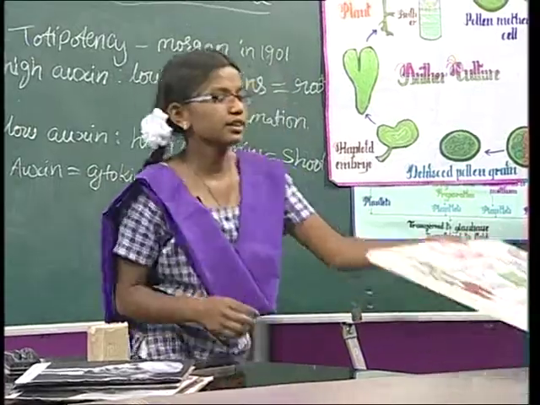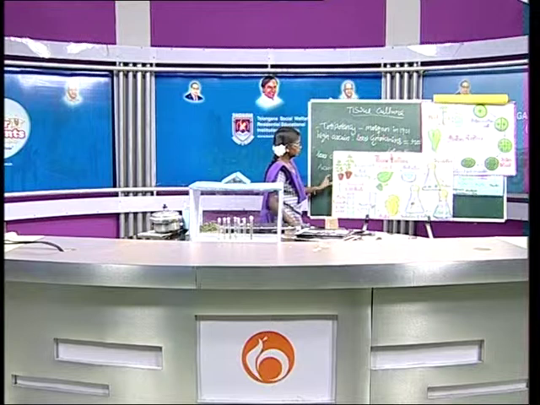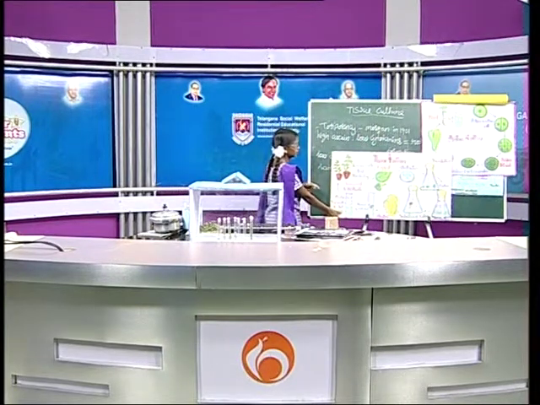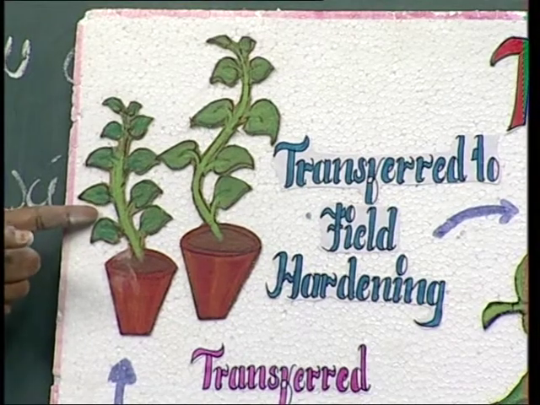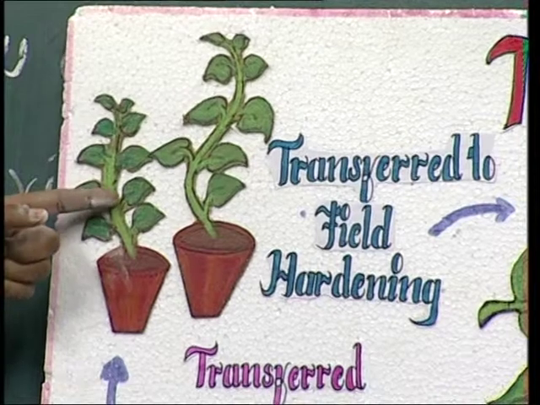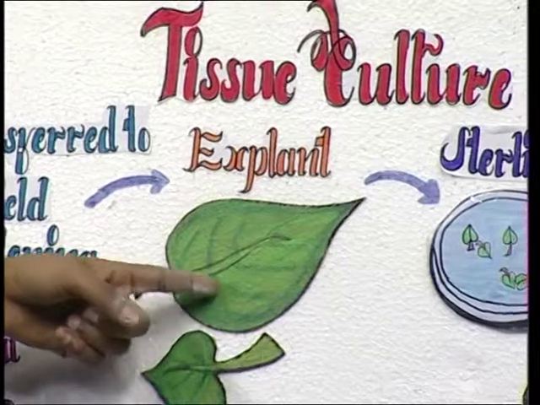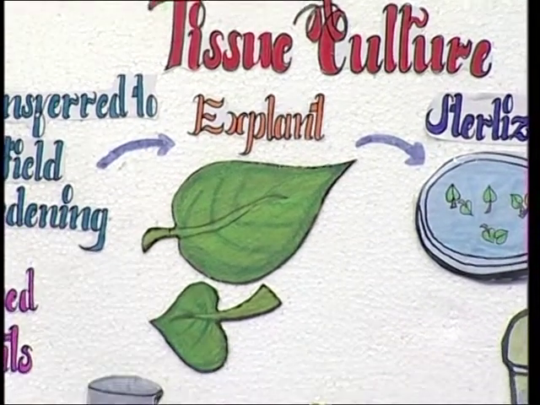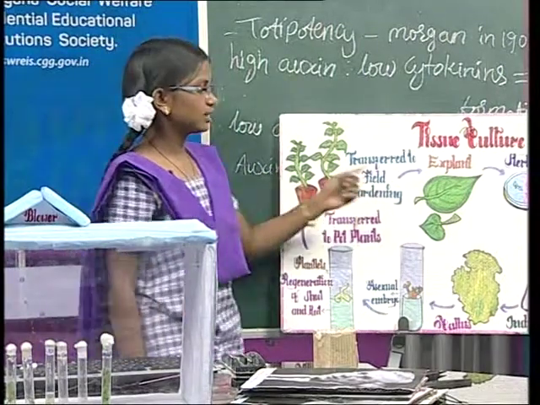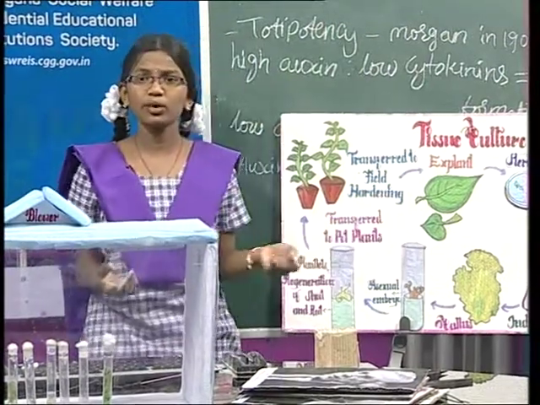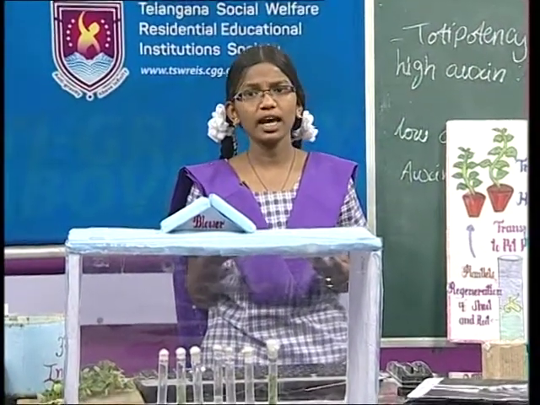Now, let us see tissue culture techniques in a chart. See here, observe here, I have selected a plant, the plant with desirable characters, and we have selected an explant. Explant is nothing but any part of a plant; any part of a desirable plant is called an explant. The explant may be an axillary bud, root tip, shoot tip, bud, etc.